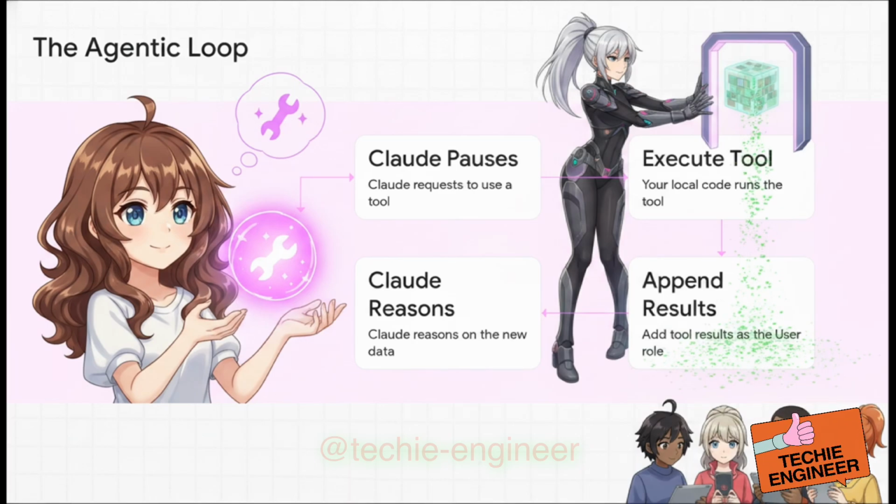Step 4. Your code gets the result. Let's say the order status is shipped, and you append that result back to the message history tagged as the user role since it's new data coming from your side. And finally, step 5. Claude reasons again based on that newly injected data.